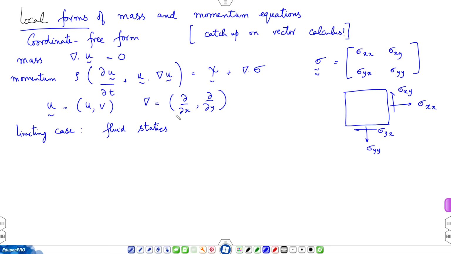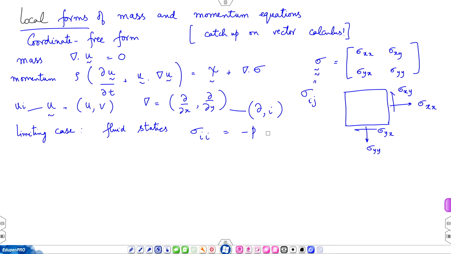Symbolically, so this sigma can be written as sigma i j. So, this u may be written as u i. Okay. So, this del, if you read books, may be written as del comma i. Okay. This comma indicates partial differentiation. i is with respect to the direction. So, I will have indices 1 and 2, 1 is x, 2 is y, and 3 is z. So, in fluid statics, the limiting case sigma i is equal to minus p.